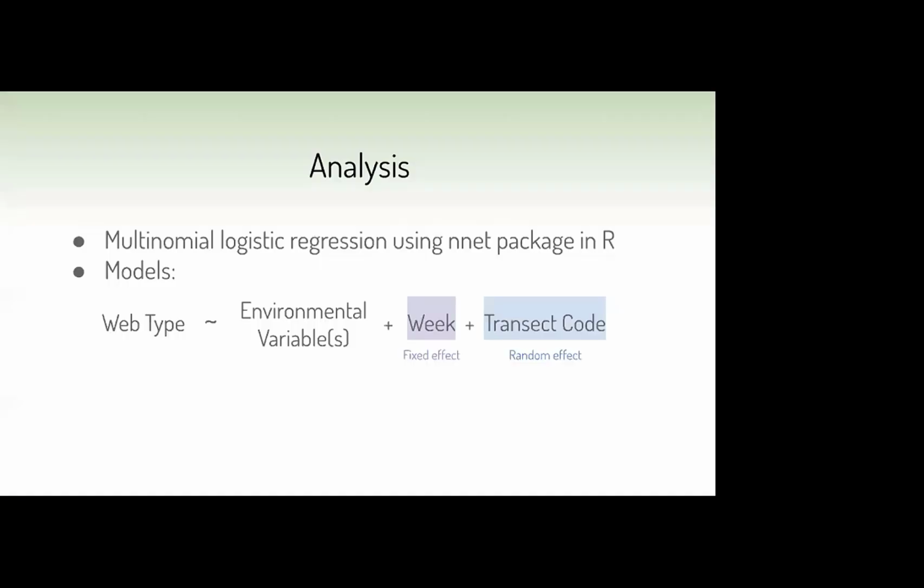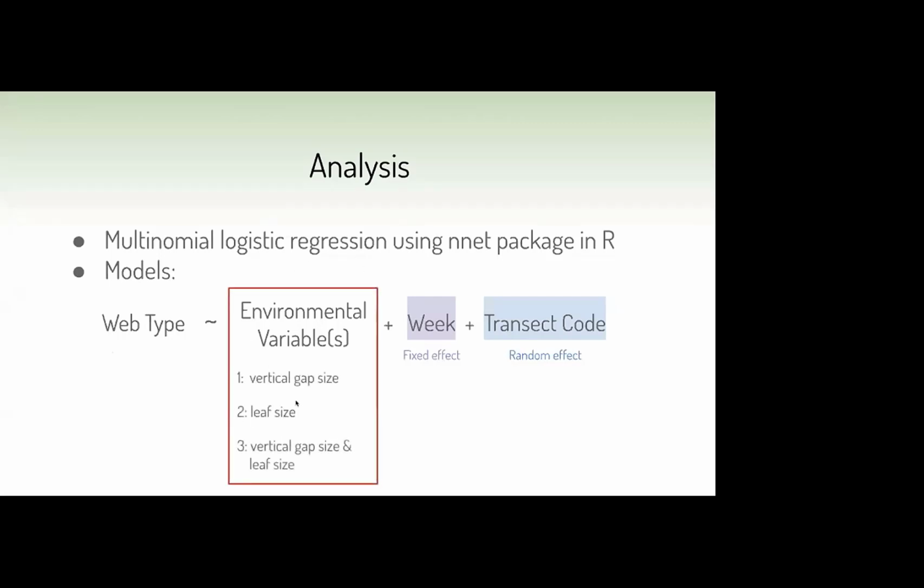So how did we quantify our data? To analyze how the probability of finding each of the 3 web types varied with each of the environmental variables, I generated multinomial logistic regressions using the nnet package in R. I made 3 different models, each with this general structure, with web type as the response variable, 1 or 2 of my environmental variables as the predictor variables, week number as a fixed effect to account for potential seasonal differences that may have occurred throughout our sampling period, and transect code as a random effect to account for the fact that multiple webs were sampled along each transect.